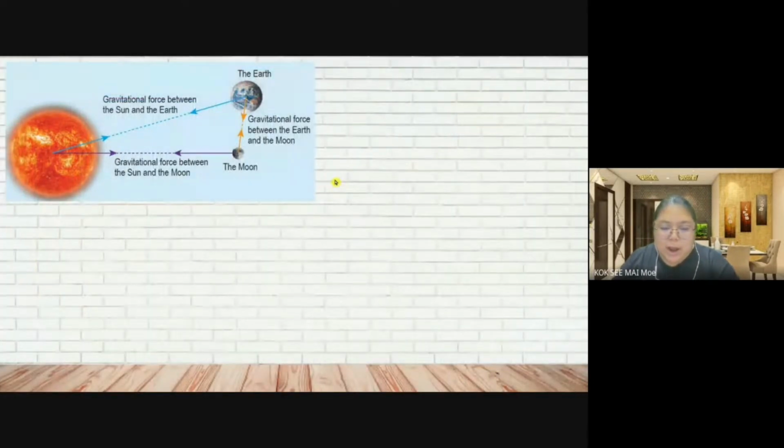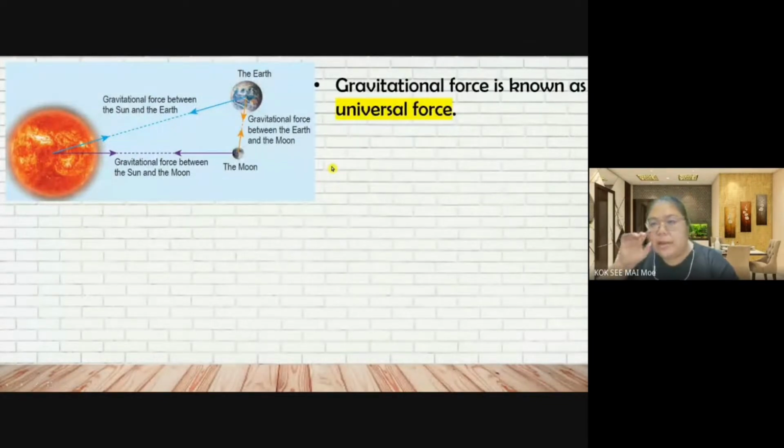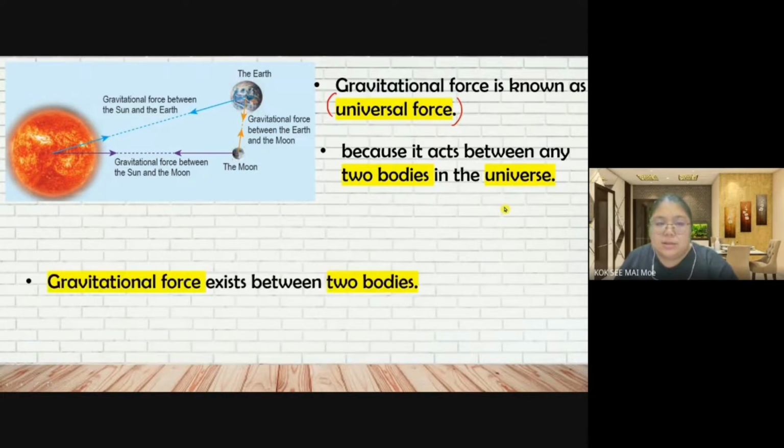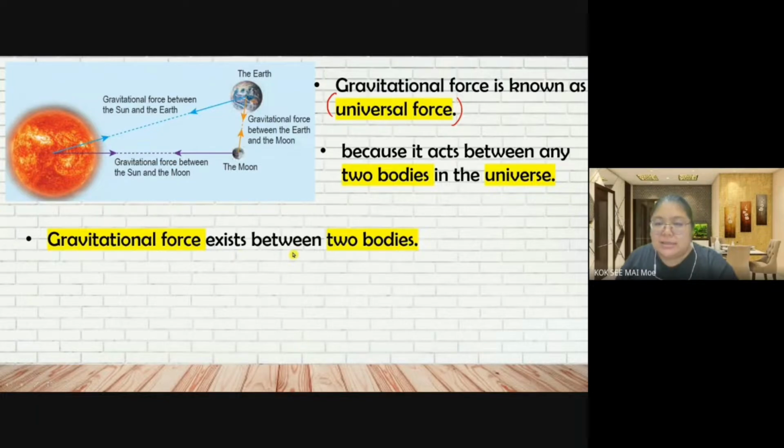Now, gravitational force we can also call the universal force. When we talk about the sun, earth, and moon, we're talking about a universal force. When we're just talking about the leaf, body and body pulling each other, we just call it gravitational force. Because they act between only two bodies in the universe. Gravitational force exists only between two bodies.